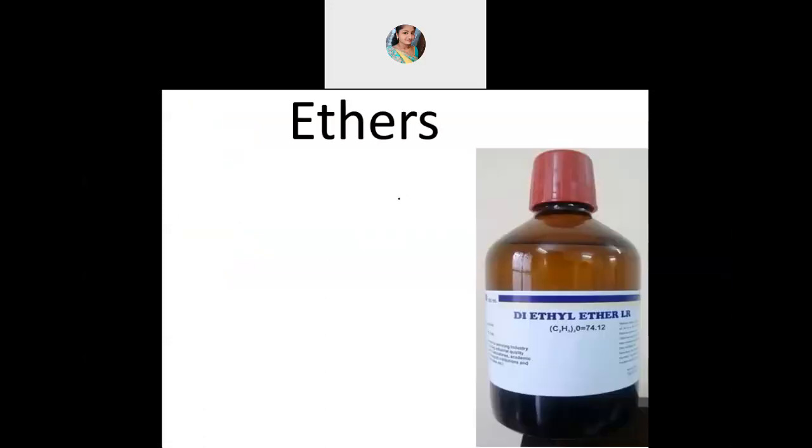Okay, next is ethers. Let me proceed with ether. So now what are ethers, alcohols and phenols? You understood. What are they? Where you replace one hydrogen by OH group, those are alcohol. If it is aliphatic, it's alcohol. If it is aromatic, you know that it is phenols.